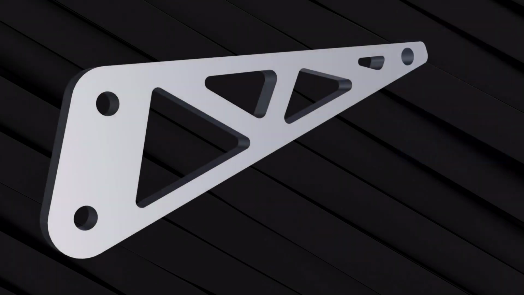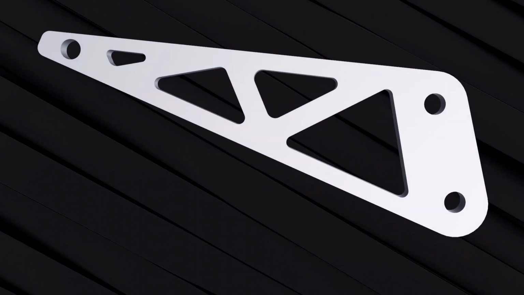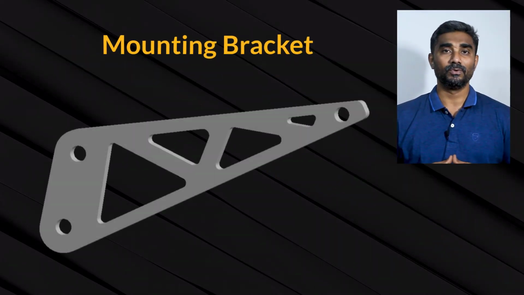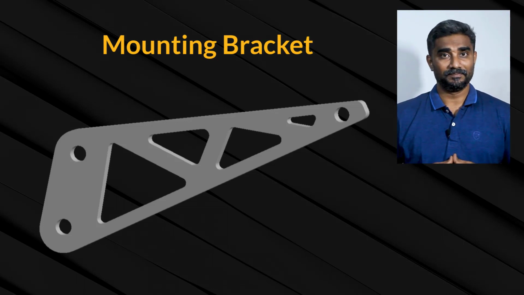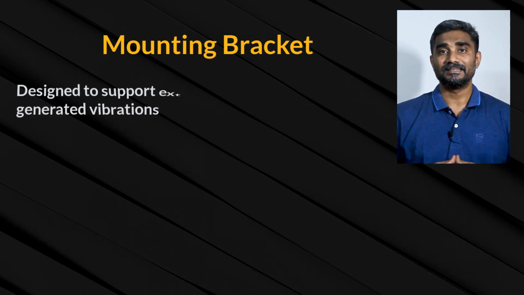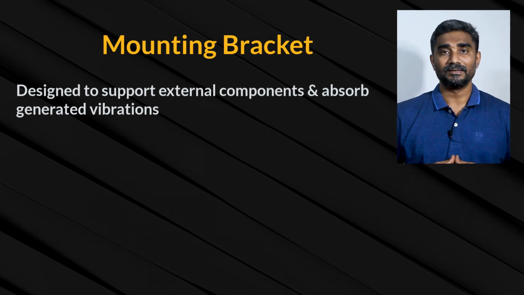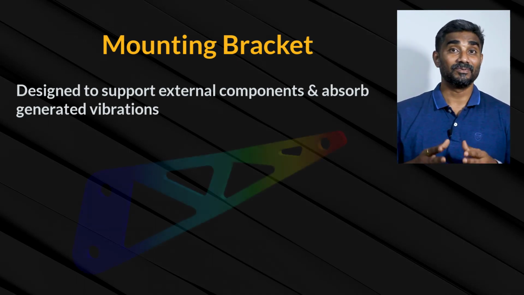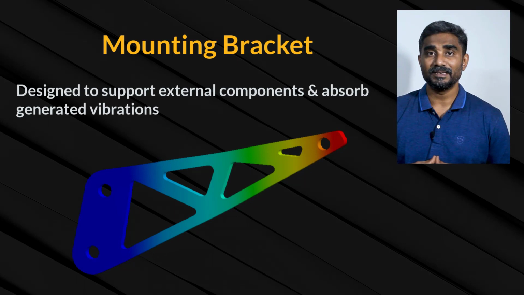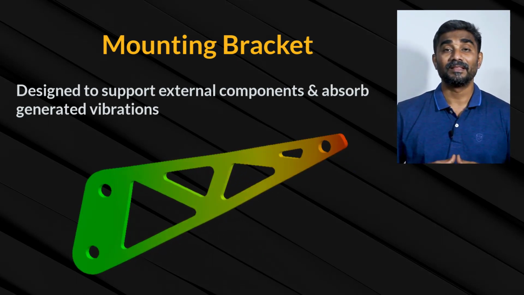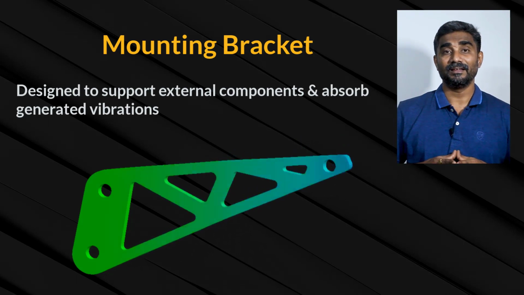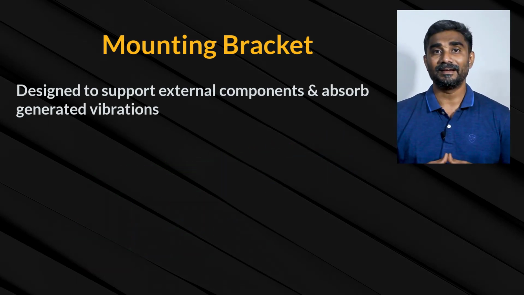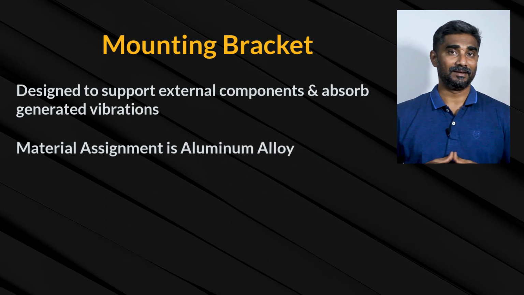For the walkthrough, we will consider an example of a mounting bracket, which is generally an overhanging member that projects from a structure and is usually designed to support a vertical load or to strengthen an angle. In our case, the bracket is designed to support external components connected to it and to absorb the generated vibrations. These vibrations lead to the bracket experiencing a fluctuating or harmonic load that may result in the structural fatigue of the bracket. The bracket has been assigned an aluminum alloy material.